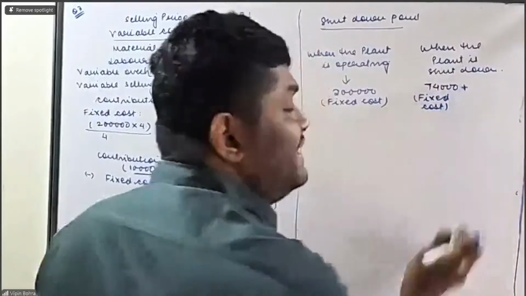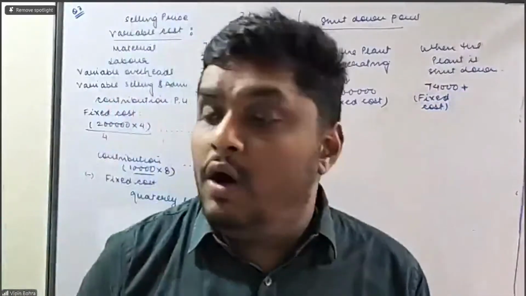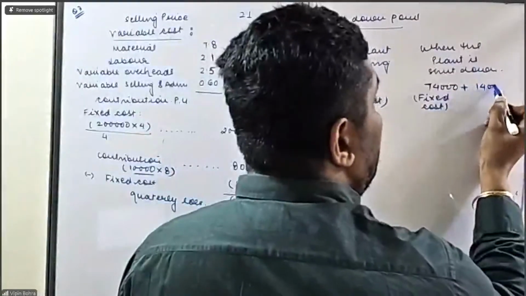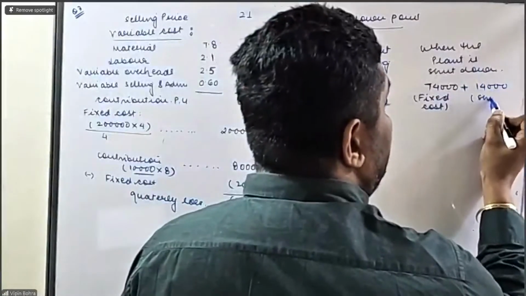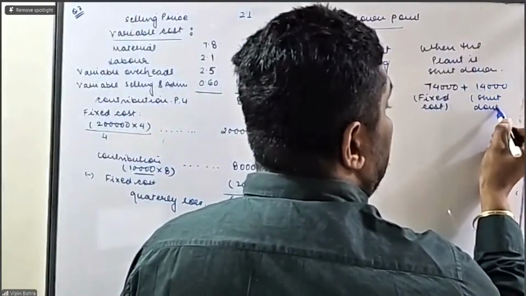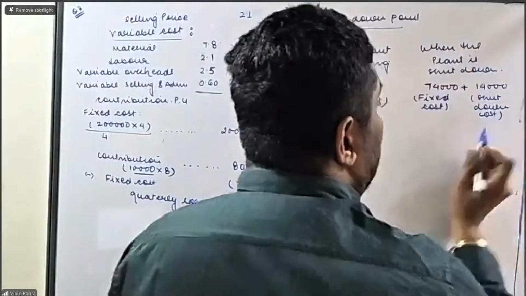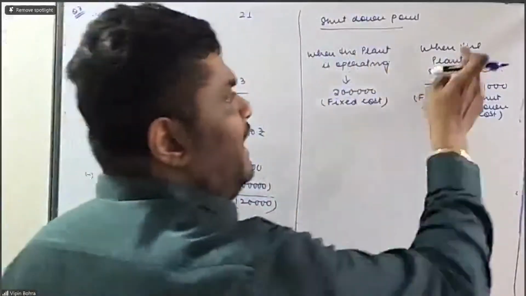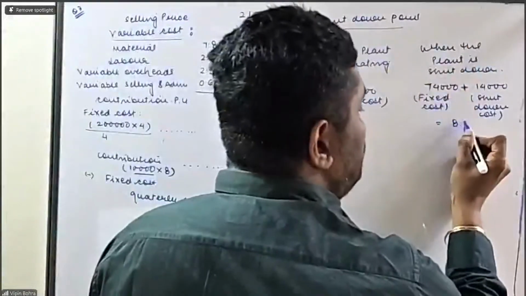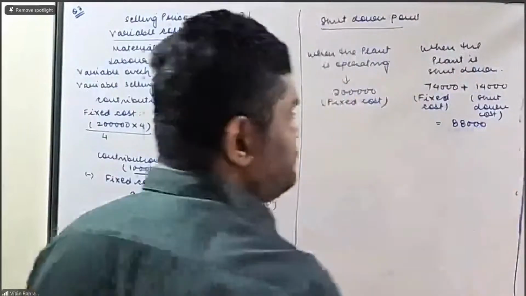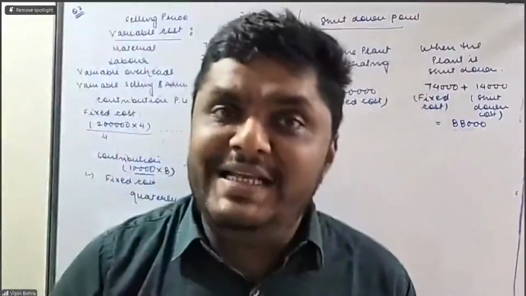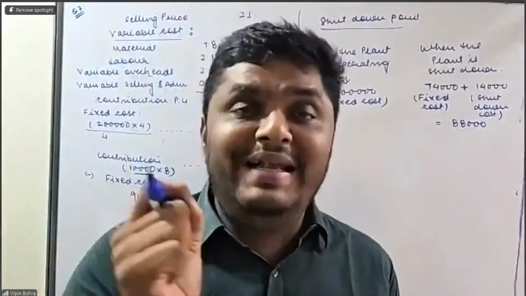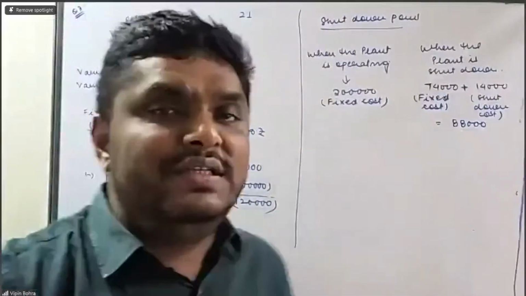However, there is an additional cost of shutdown. How much? 14,000. Shutdown cost. So in short, when the plant is operating, the fixed cost is 2 lakh. And when the plant is shut down, the fixed cost is 88,000. When the plant is working, my fixed cost is 2 lakh, and when the plant is shut down, my fixed cost is 88,000.